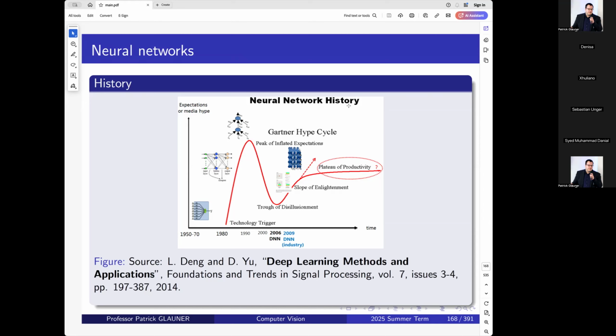Yet neural networks are not a silver bullet, and some people notice this when they start using neural networks for tasks for which they shouldn't be used. But it's something we'll see later today. So this is the history of neural networks.